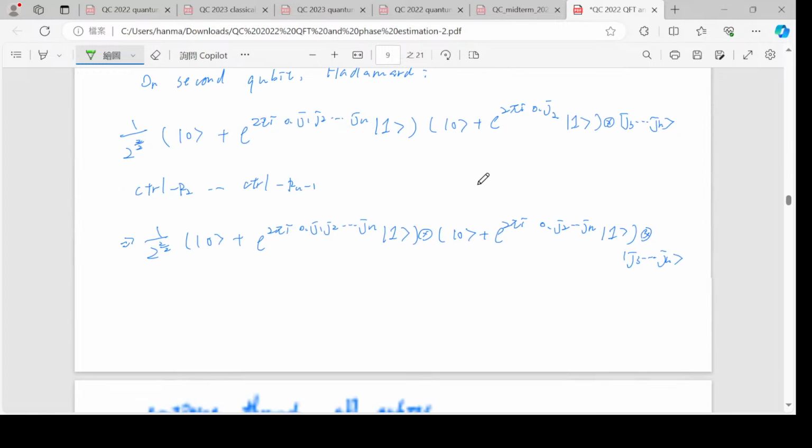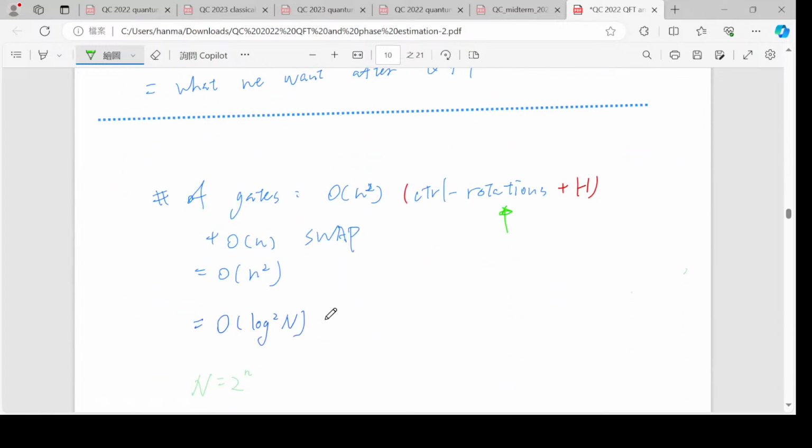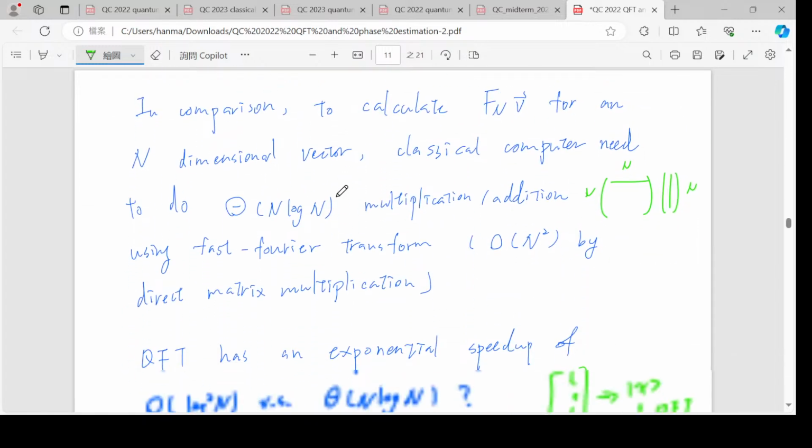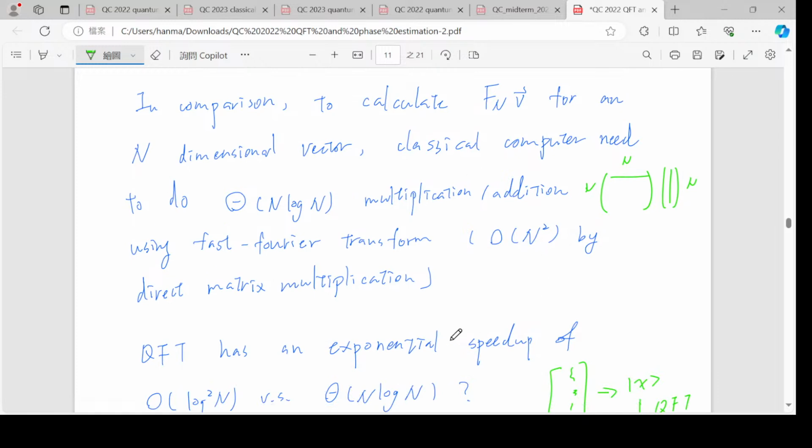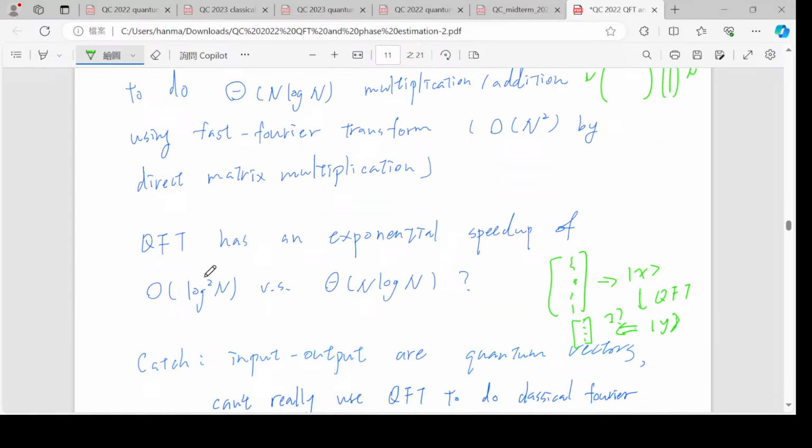We see that this is about order n squared operations you need to do for our quantum Fourier transform. And this is much faster than the classical Fourier transform. Classical Fourier transform, if you do it in a naive way, you need order N squared. And the fastest possible is order N log N. And this is big N, so it's exponentially slower than our quantum Fourier transform, which is log squared N.